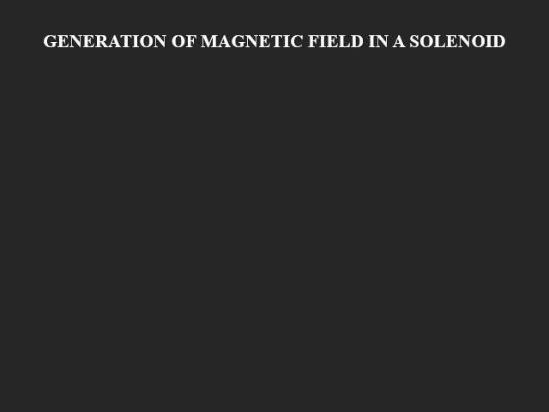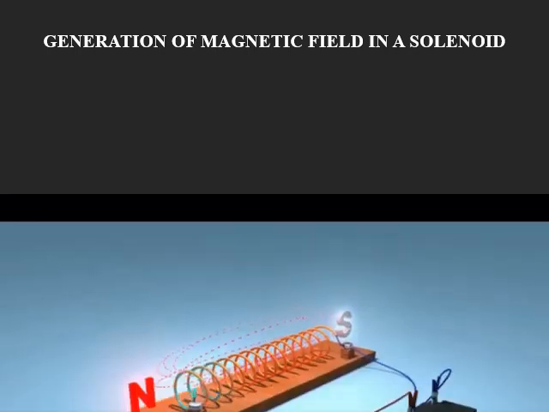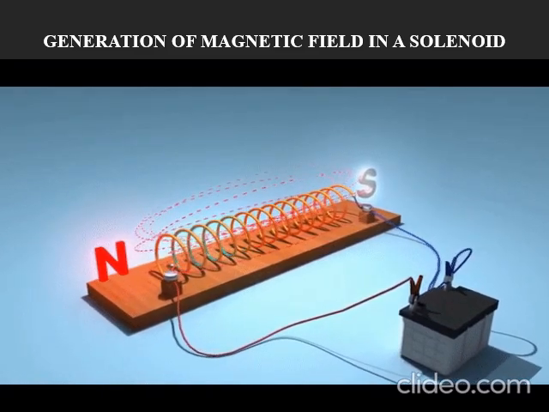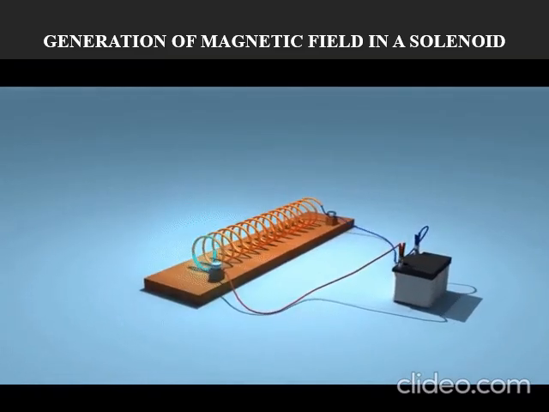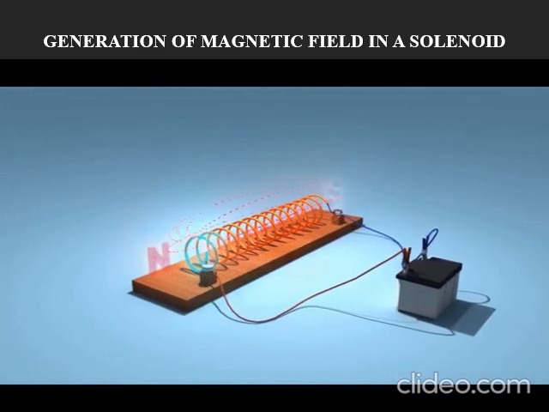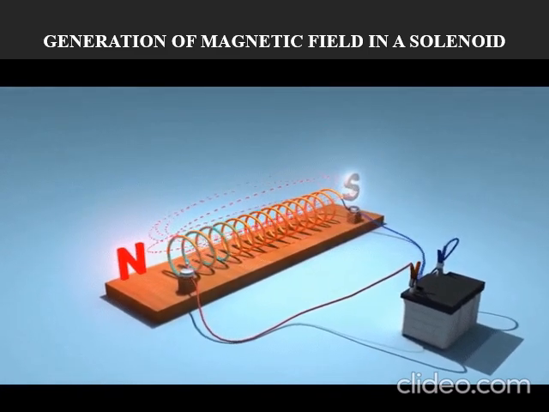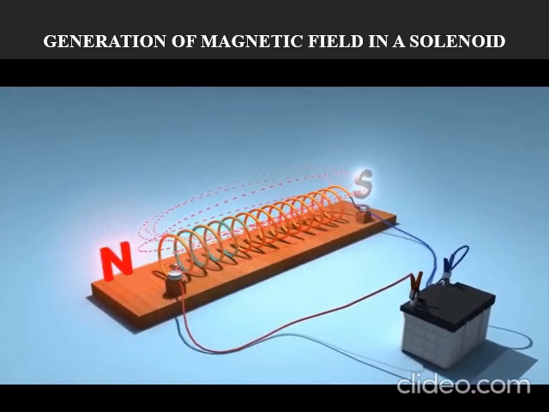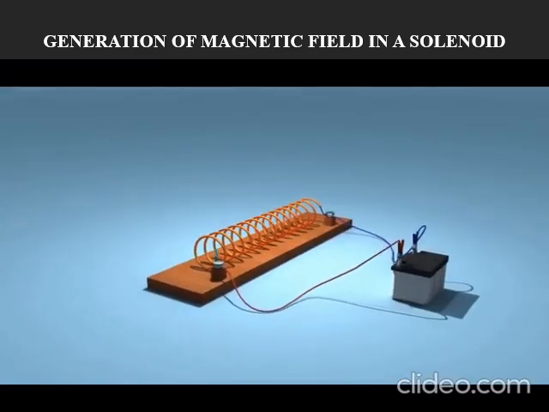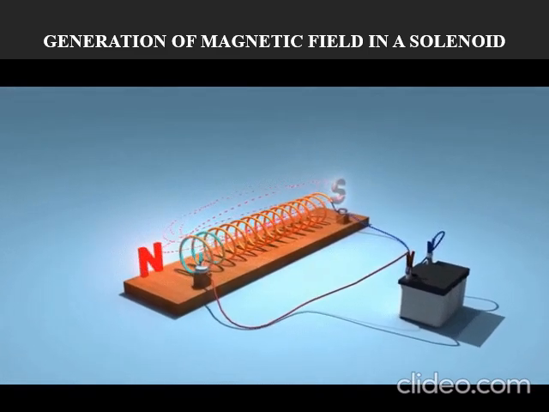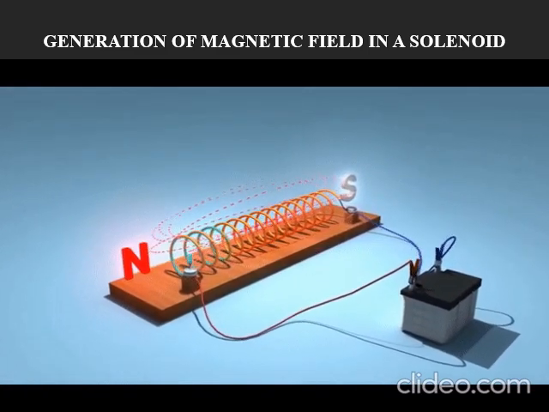Let's see how generation of magnetic field takes place in a solenoid. We have a solenoid, we have a battery. When we connect the battery to the solenoid, current flows through the solenoid and magnetic field is generated in the solenoid. This magnetic field helps the solenoid behave like a bar magnet. This concept you will be learning in the next chapter.